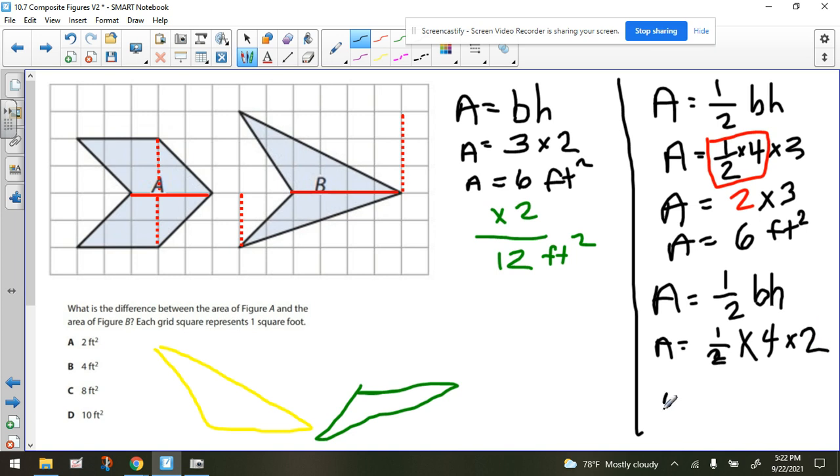All right, and if we finish this up, we can take half of 4, which would be 2, and 2 times 2 would be 4. So that bottom piece is 4 square feet. Now we're still not finished. Add 6 plus 4 to get the area of this thing, and subtract this from it, and you'll have your answer. Good luck.